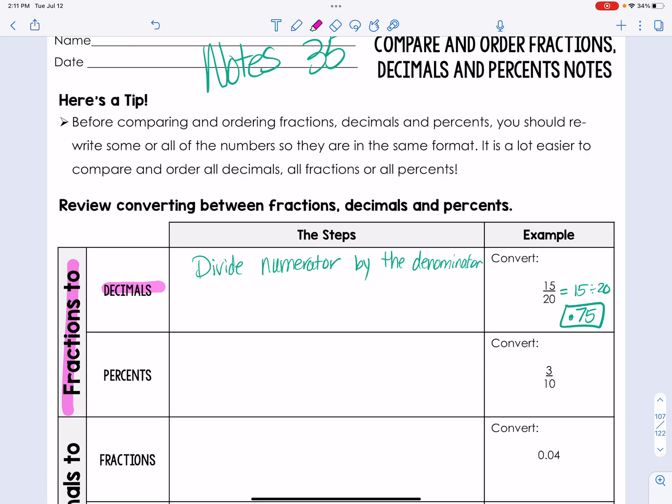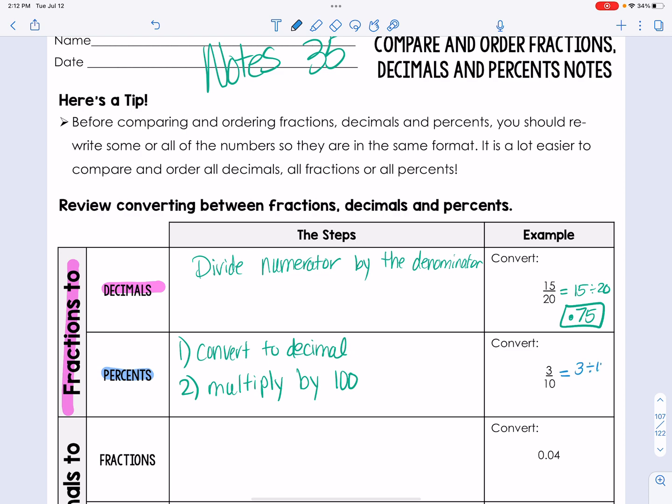Okay, but now to go from a fraction to a percent, you're going to first convert to a decimal, and then you're going to multiply by 100. So I'm going to convert to a decimal. I'm going to take 3 divided by 10, and that's 0.3. And then I'm going to take 0.3 and times it by 100. So my answer is 30%.